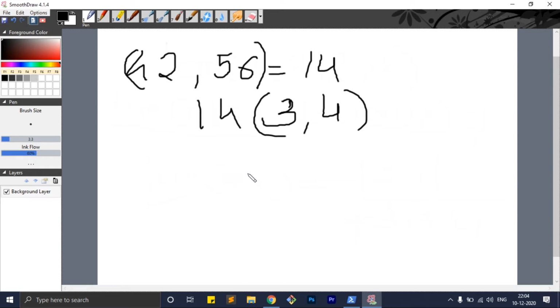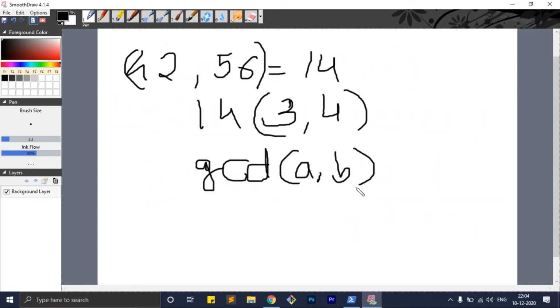And how to calculate GCD? For calculating GCD, there is an easy recursive method which is like this. The GCD of A and B will be the GCD of A and then B minus A. Here B is actually greater than A.